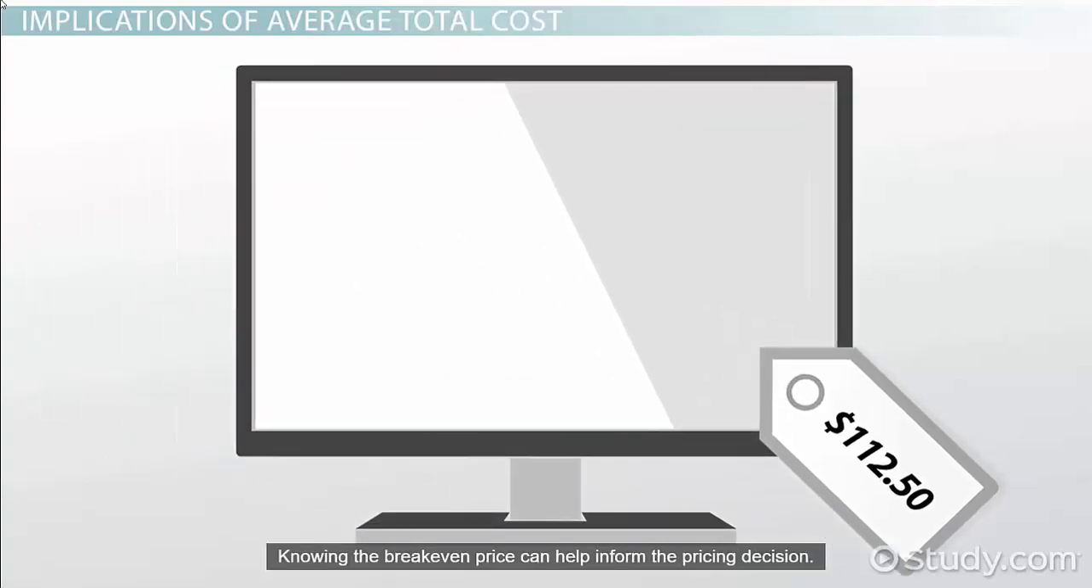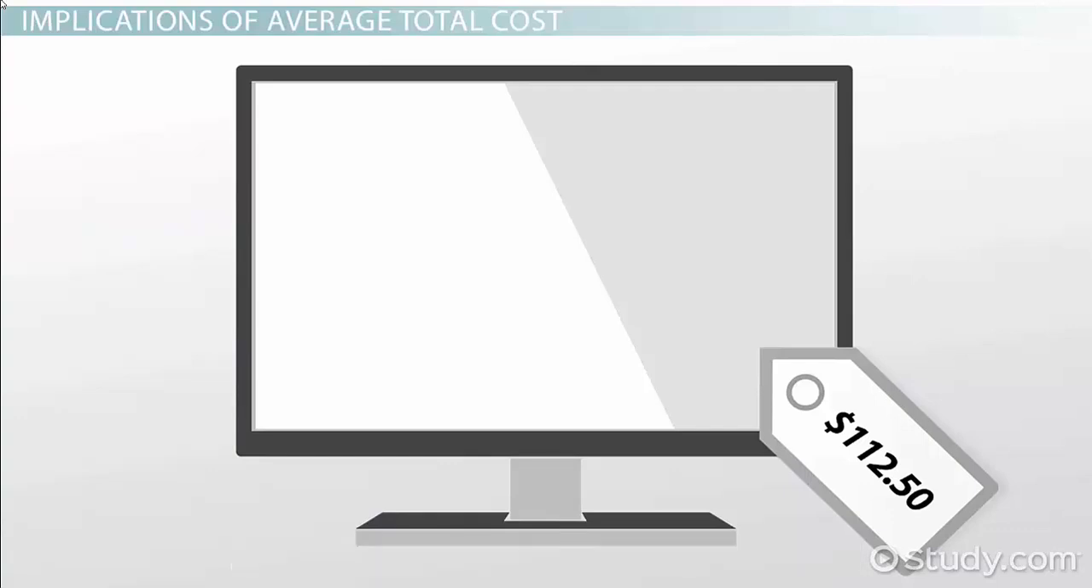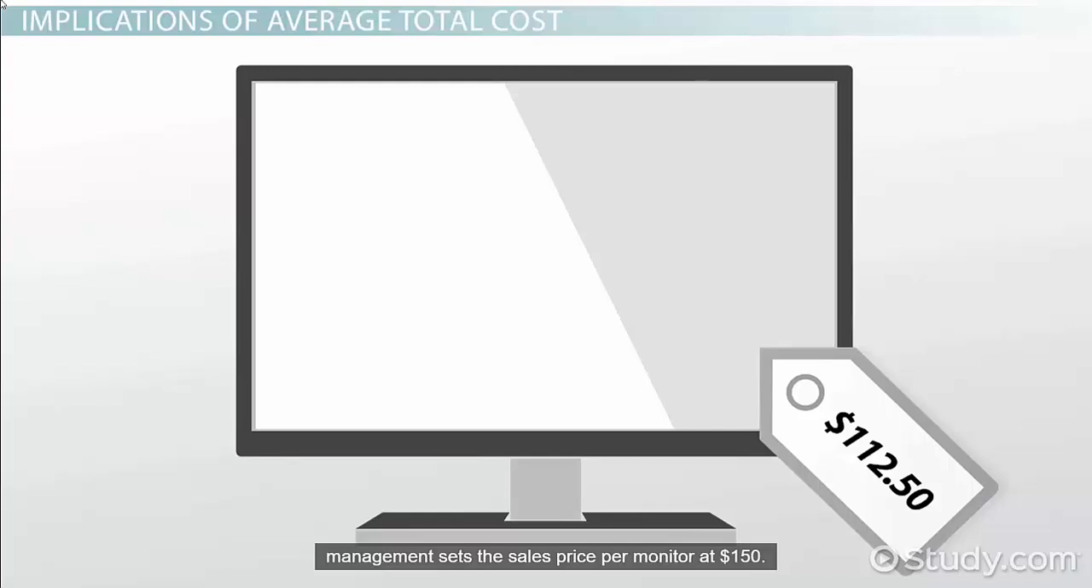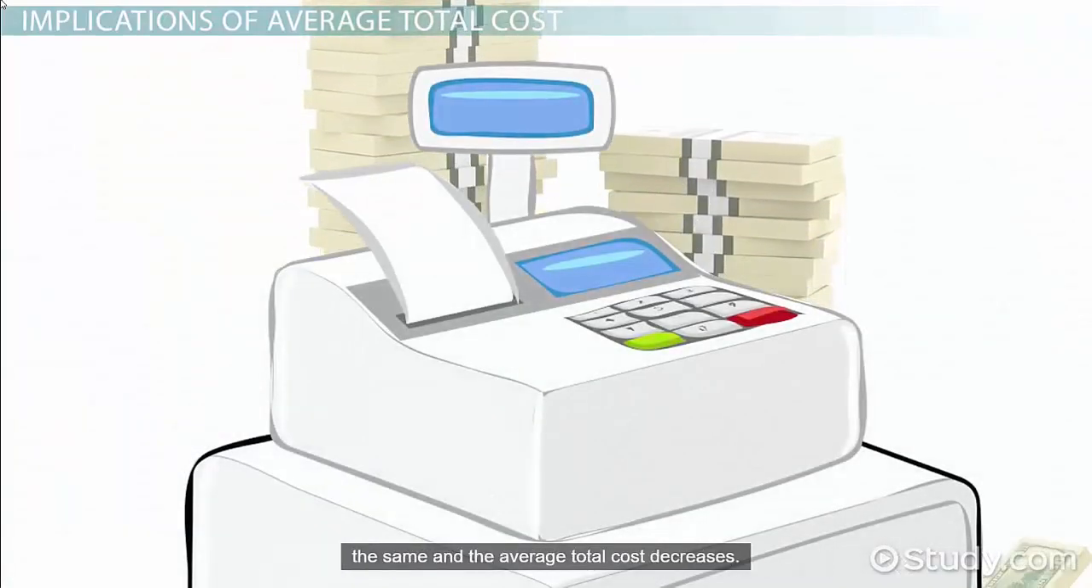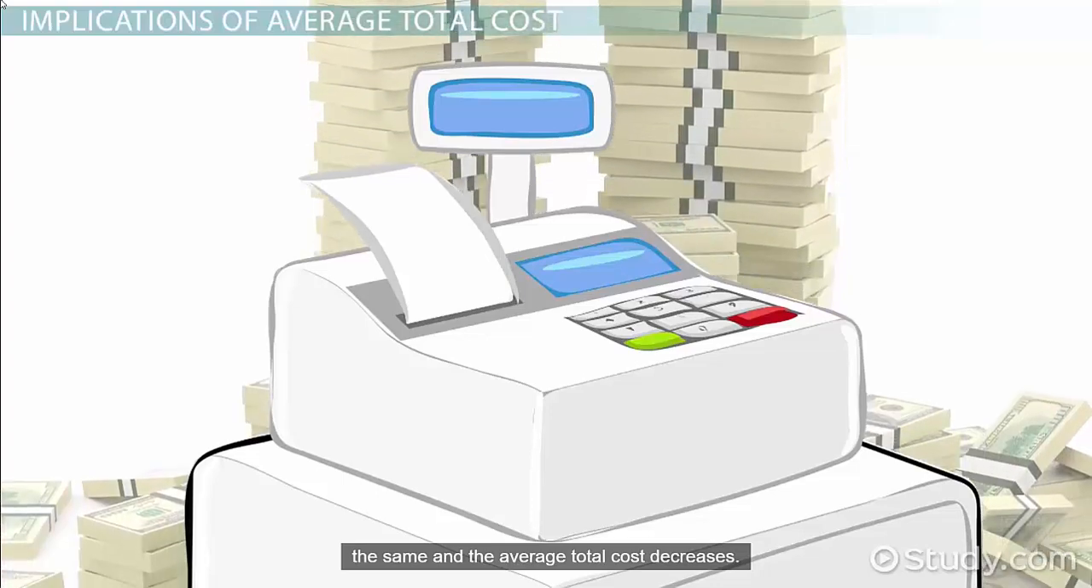Knowing the break-even price can help inform the pricing decision. Perhaps now that they know the average total cost per monitor is $112.50, management sets the sales price per monitor at $150. In August, the profit margin would increase as the sales price stays the same and the average total cost decreases.